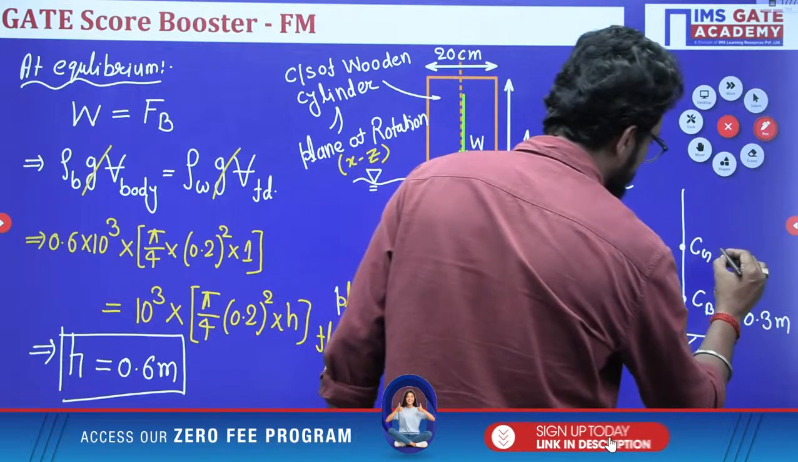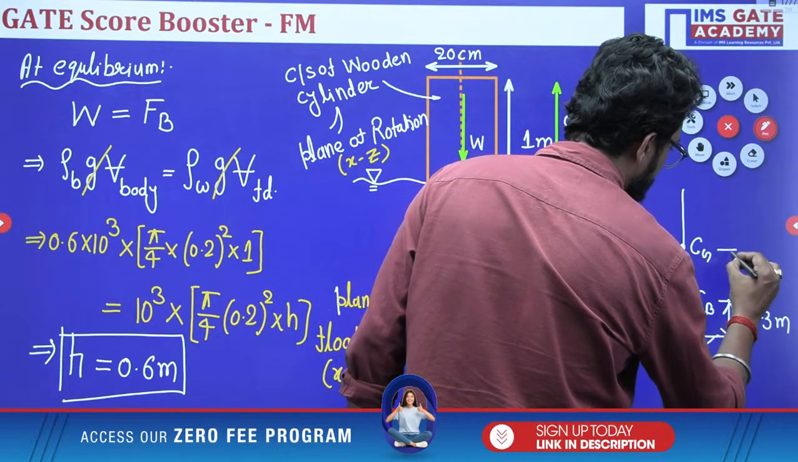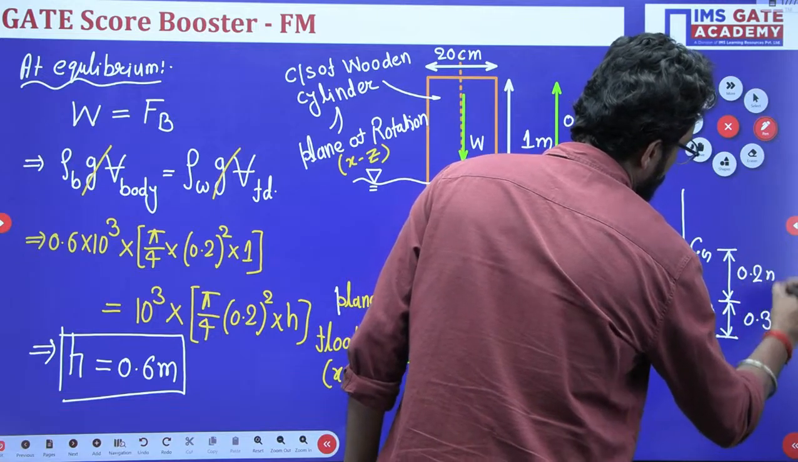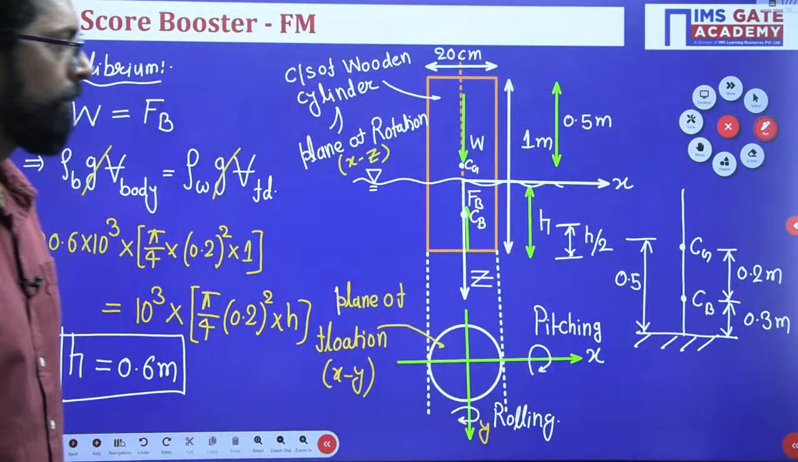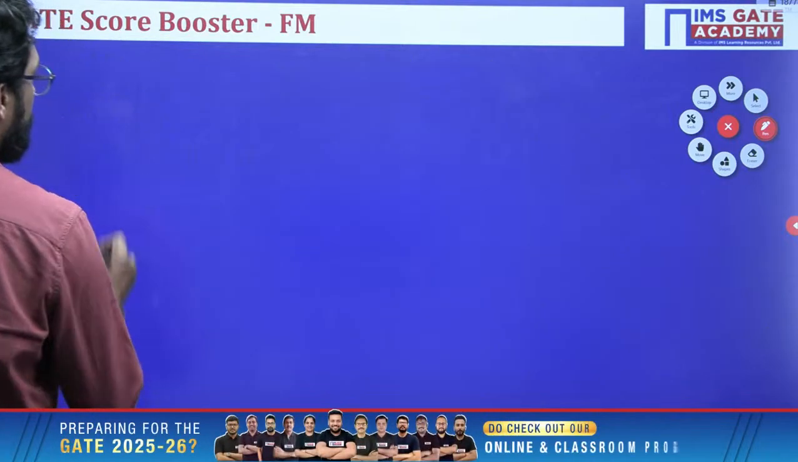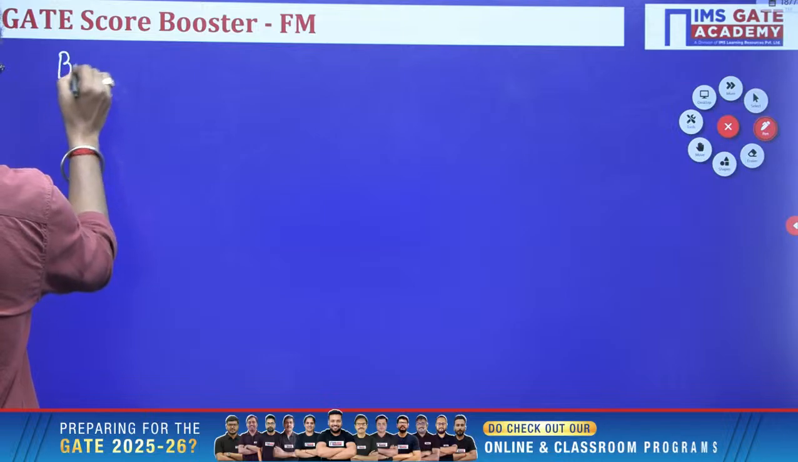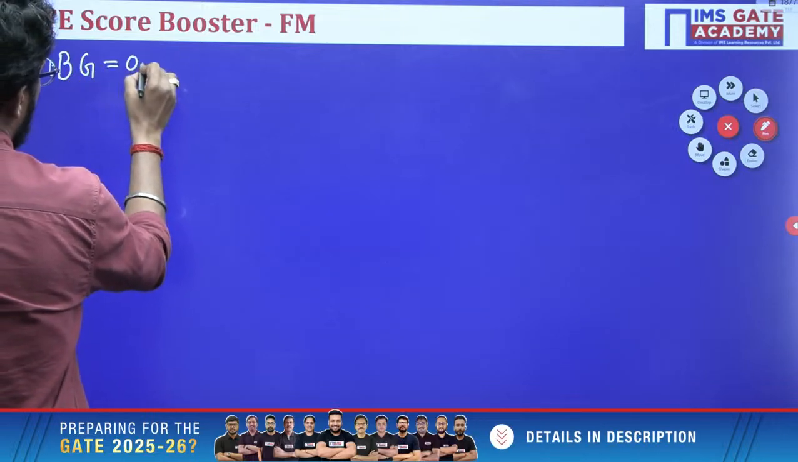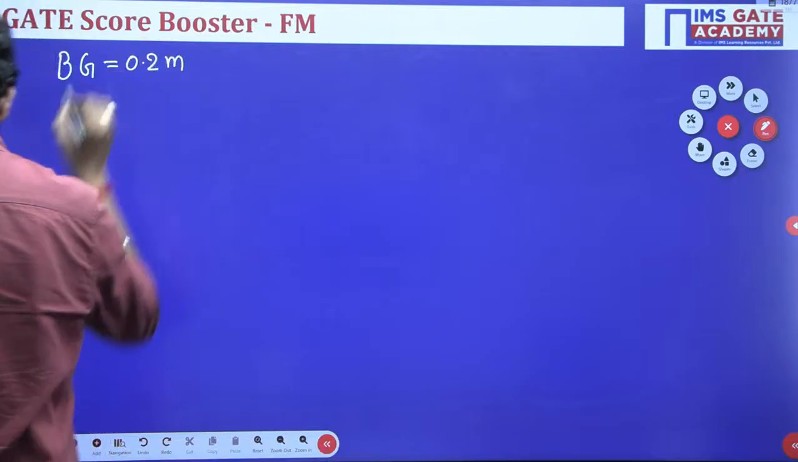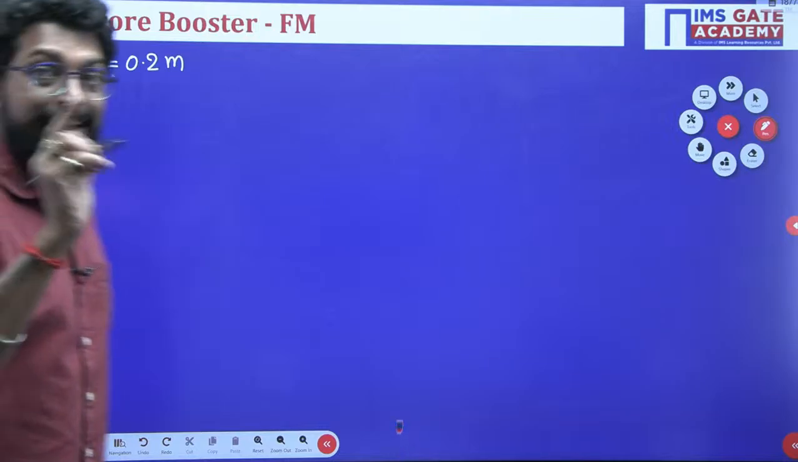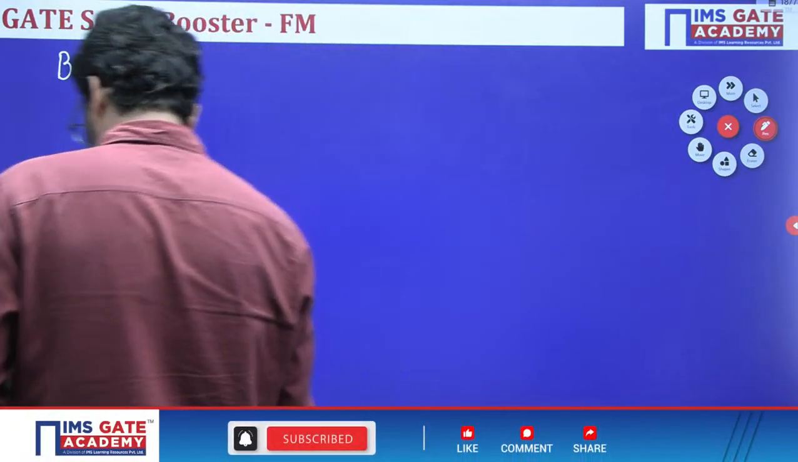So what is this distance between B and G? 0.2 meter. B and G is 0.2 meter, okay? So BG, the distance between the center of buoyancy and gravity, is 0.2 meter. Now, if you are finding the stability condition, what is the condition?